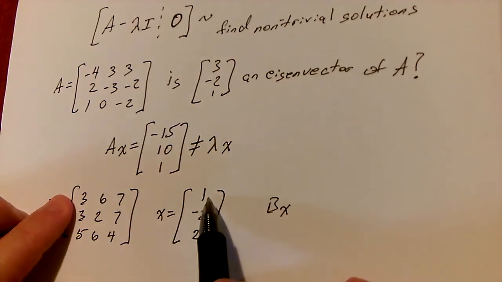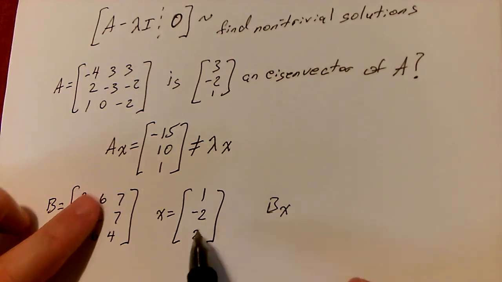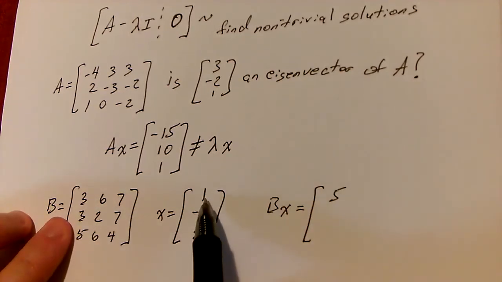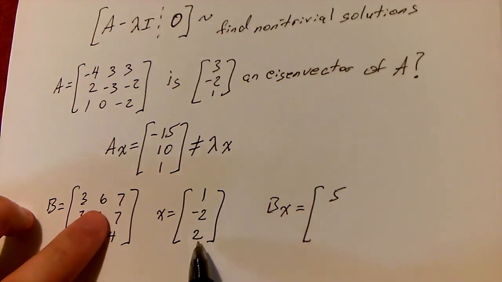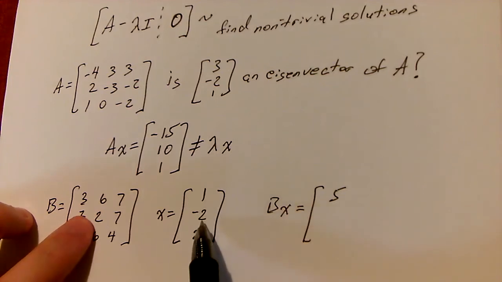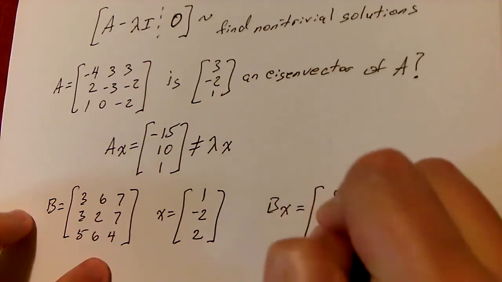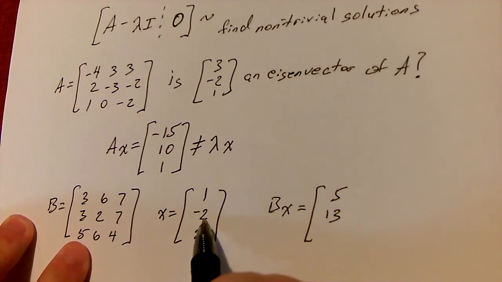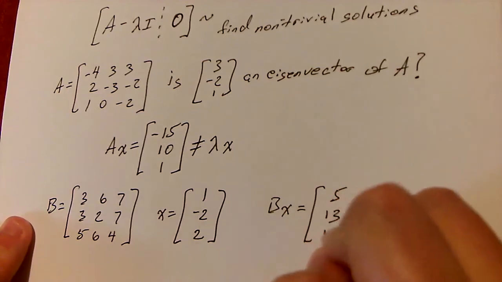So I get 3 minus 12 is a negative 9 plus 14. That makes 5. Second row, I've got 3 minus 4, negative 1, plus 14 is 13. And then I've got 5 minus 12 is a negative 7, plus 8, that's 15.